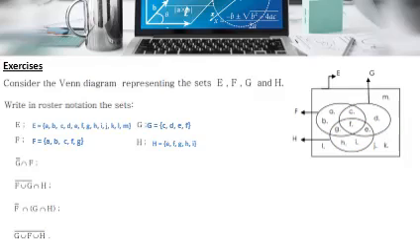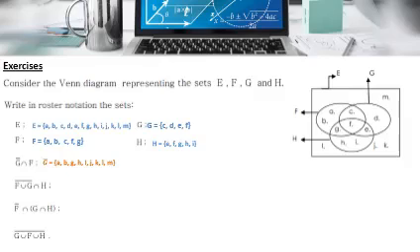Great. Now I want G bar intersection F. First of all, I need to find G bar. Quick reminder, G bar are the elements that are found in E but not in G. So G contains C, D, E, F, so G bar contains A, B, G, H, I, J, K, L, M. These are the elements found in E but not in G.